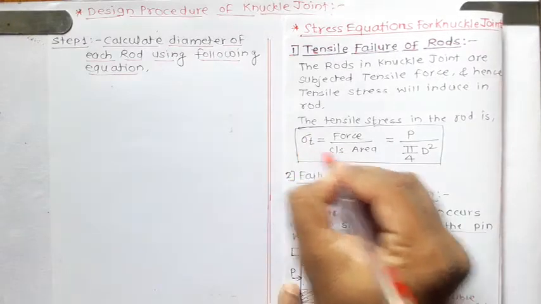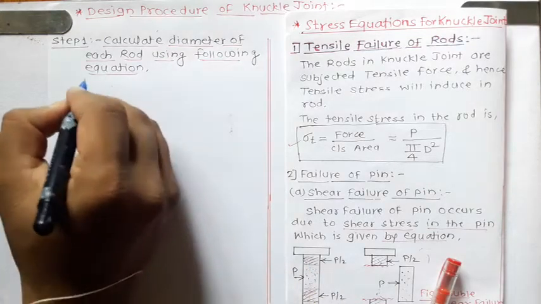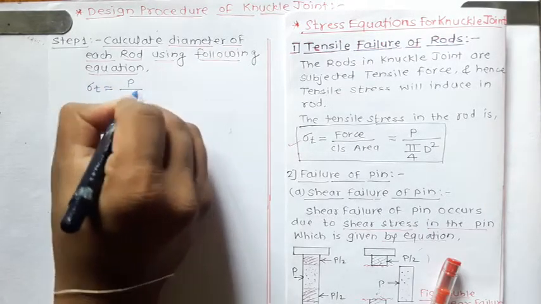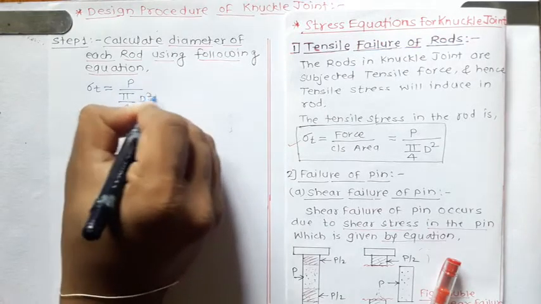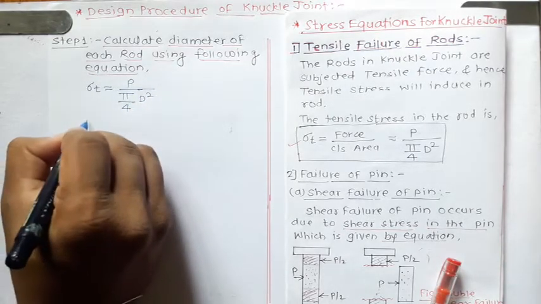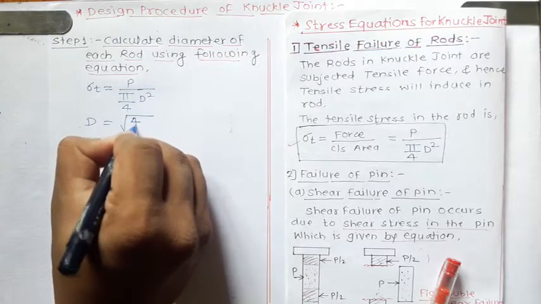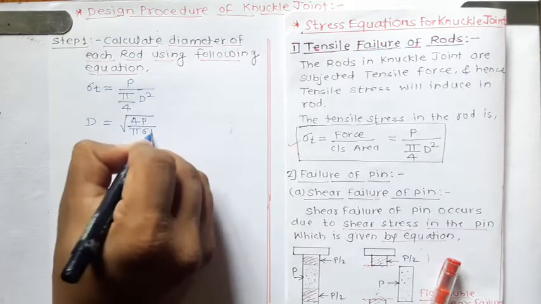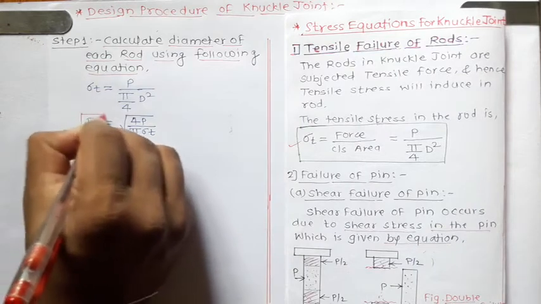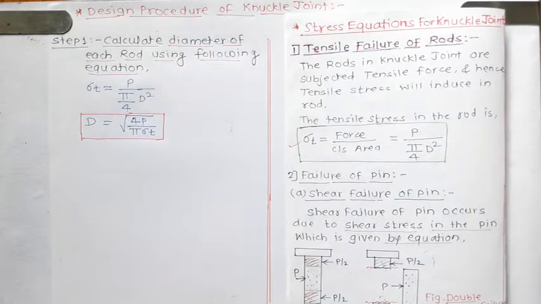So we have to use this equation, sigma t is equal to P upon pi by 4 D square, which gives us the tensile stress in the rod. Now from this equation, we have to find out the diameter of rod, capital D. If you take this on LHS, we can write this equation as D is equal to square root of 4P upon pi into sigma t, and this is the equation which gives us the diameter of each rod, that is, the diameter of rod for eye as well as fork.